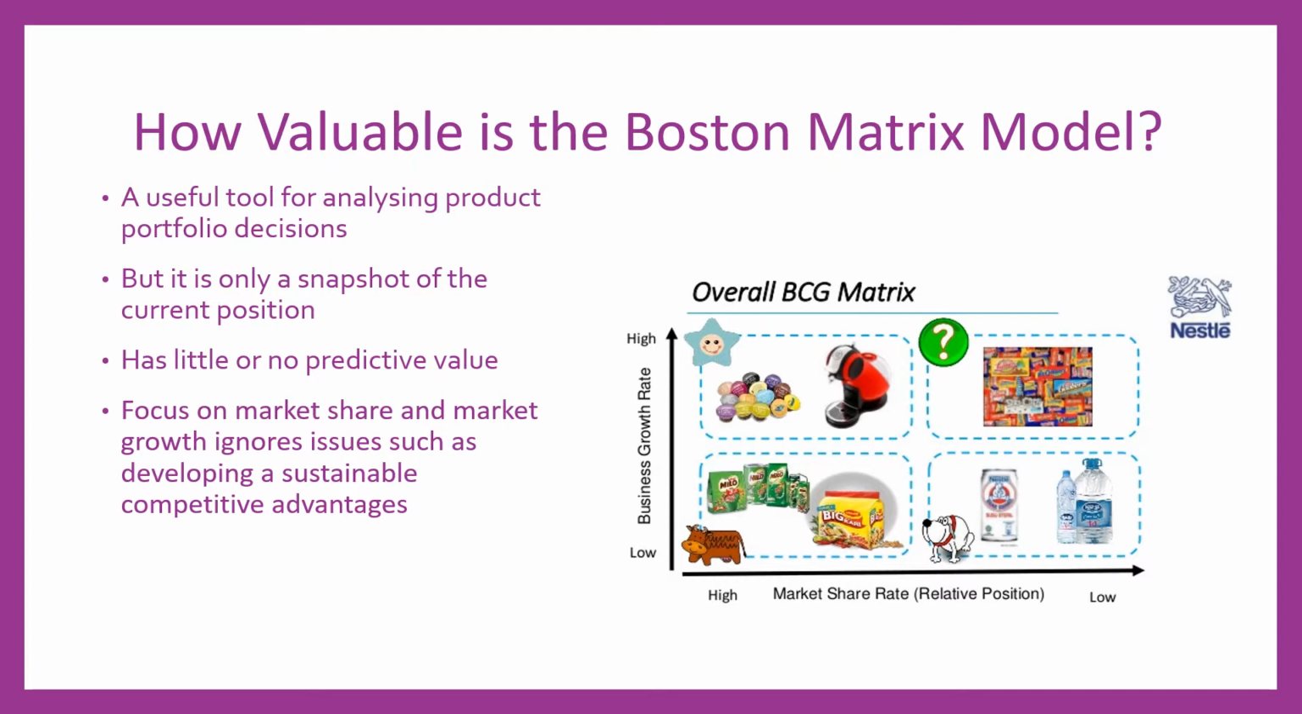So it's a useful tool for analyzing product portfolio decisions, but it is only a snapshot of the current position. So it's only looking at what you are looking at now. It's not really got very good predictive value, but it is handy for going, right, okay, where are we at the moment? And then, right, okay, so what could we actually do for each of these products?